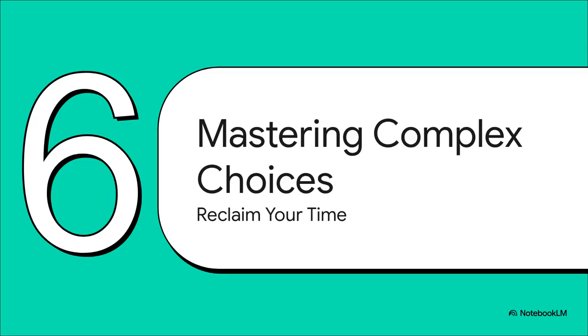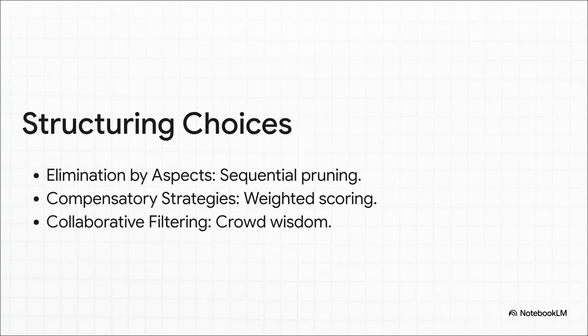Finally, Section 6, Mastering Complex Choices. Let's recap how you can reclaim your time and operational efficiency. By structuring choices intentionally, you completely remove the cognitive burden from your exhausted team, and you embed intelligence right into the decision environment itself. Remember the toolkit. Use elimination by aspects for sequential pruning when your options are vast. Step 2, use compensatory strategies for weighted scoring when the stakes are really high and your options are narrowed down. And finally, use collaborative filtering to leverage crowd wisdom when your choices are basically infinite.